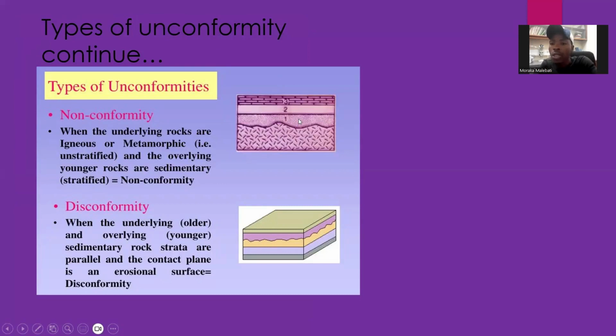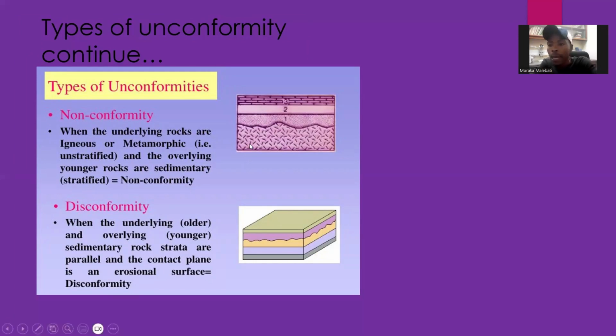So this is just to emphasize my point. You can see we have got igneous rock here, and this igneous rock was eroded, and then new younger sedimentary rocks were deposited on top of the older eroded igneous rock. That is an example of what you call nonconformity. The layers are no longer conforming, they are no longer agreeing with each other.